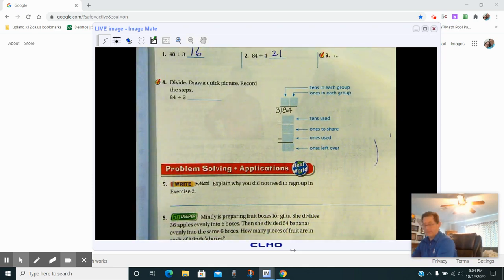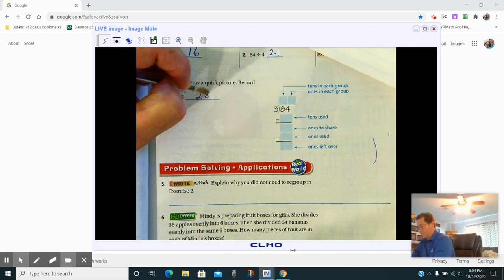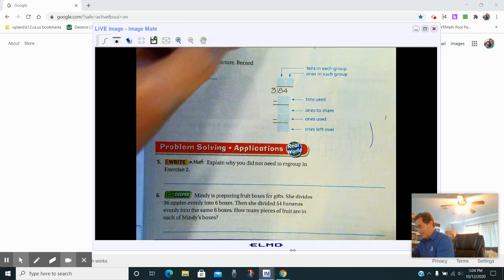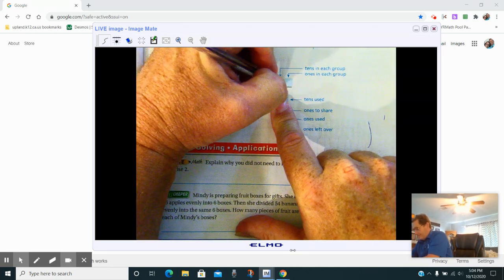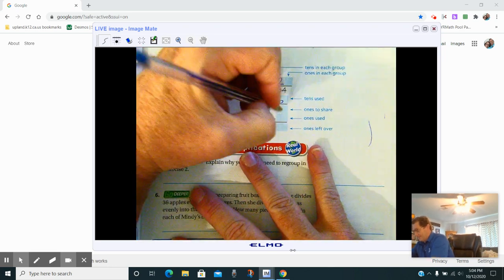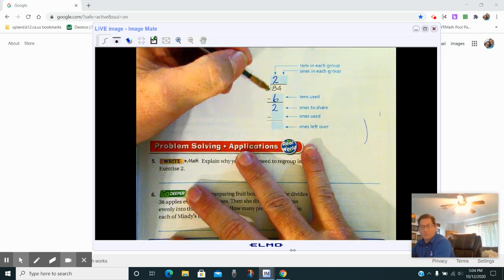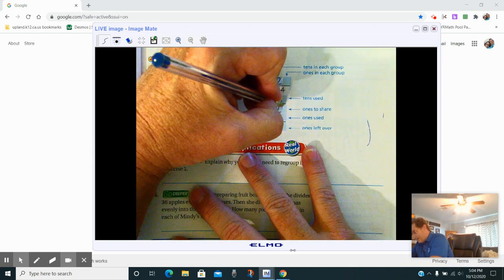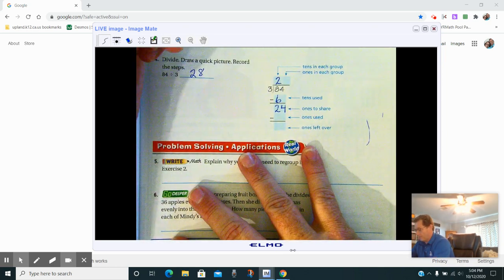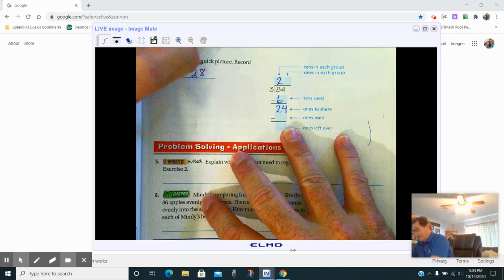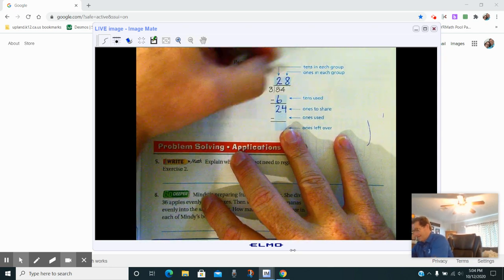Okay, and so now what were the steps? We put 2 10s into each group, and we used 6 of the 10s. That left 2 10s left over, and we traded that for 20 1s, so we now have 24 1s. And 8 times 3 was 24, so we used all of the 1s, and there wasn't anything left over.